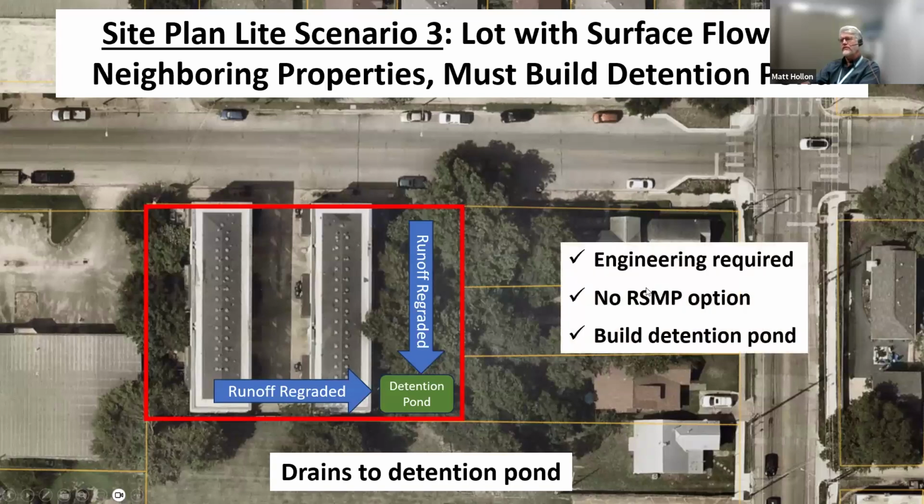So in that one, it's exactly what you do for even a bigger project. This could be 10 acres, it could be 1, it could be whatever. You'd need engineering, and it would not be an RSMP option. Lots of times people come to us and ask to participate in the Regional Stormwater Management Program. And if they had this situation, we would have to say, you know what, you don't qualify. That doesn't work. You're going to have to do an on-site detention pond.